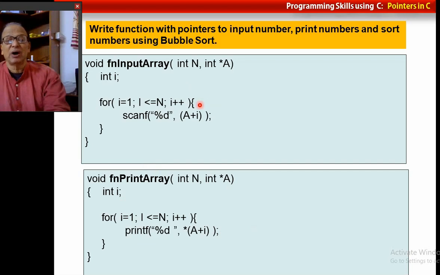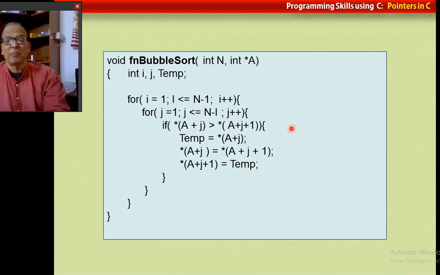Next you are going to write bubble sort. Bubble sort, again same thing, int n, int star a. I have declared temp here, an integer variable. Same algorithm: for i is equal to 1 to n minus 1, for j is equal to 1 to n minus i. Please remember, unfortunately it converts that into the upper sign of i. So j plus plus.